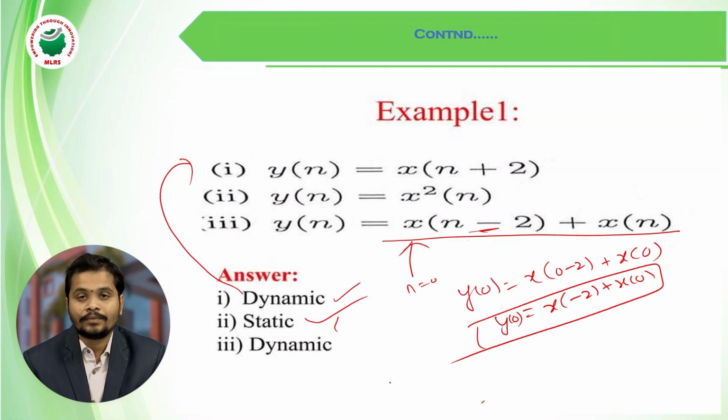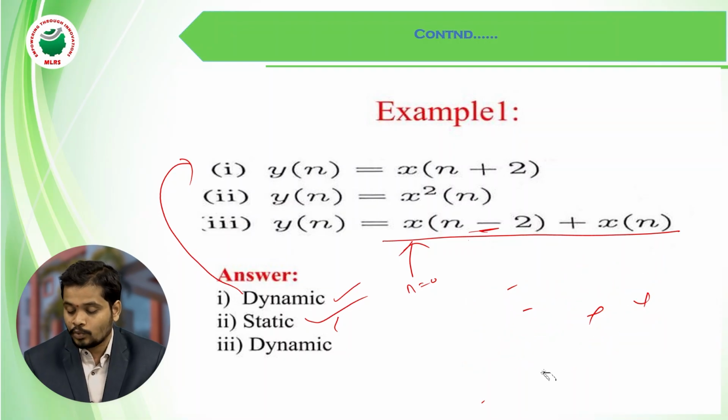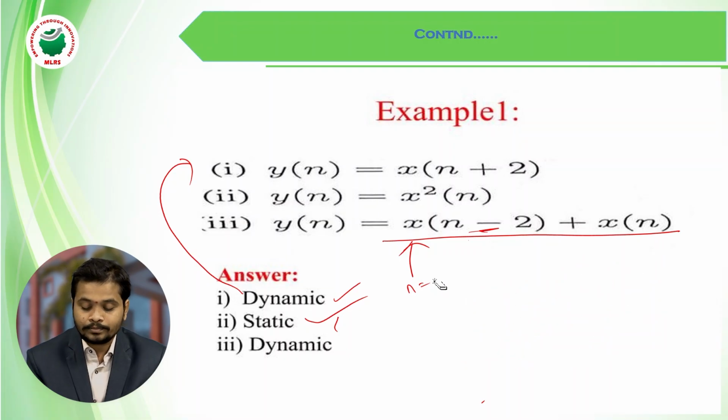In this equation, y of 0 is the present output, this is the past input, and this is the present input. So it depends upon past inputs also. Then it is obviously a dynamic system. Every time you are keeping n equals 0 and saying the system is dynamic or static, that's why I am going through that.